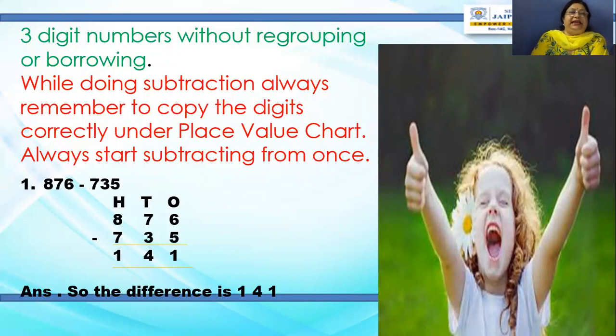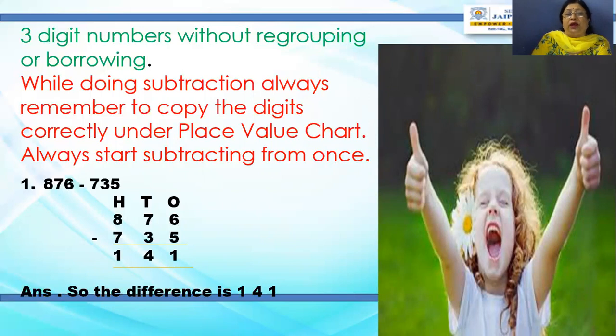So if the number is 876 minus 735, we are going to write HTO, and under HTO we are going to write 876. 8 under H, 7 under tens, that's T, and 6 under O, that's ones. The smaller number is 735. So we are going to write 7 under H, that's 100, 3 under T, that's tens, and 5 under O, that's ones.